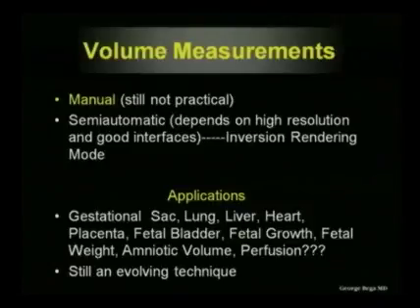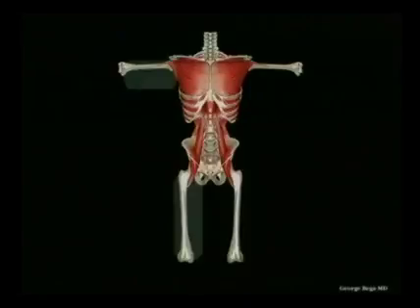One problem here is that volume measurements are still mainly manual. There are some new semi-automatic or automatic techniques that try to improve this process and speed it up. But as a main concept, the process is still manual. Fetal growth as a concept has been introduced. The volume as a concept has been introduced to study the fetal growth.